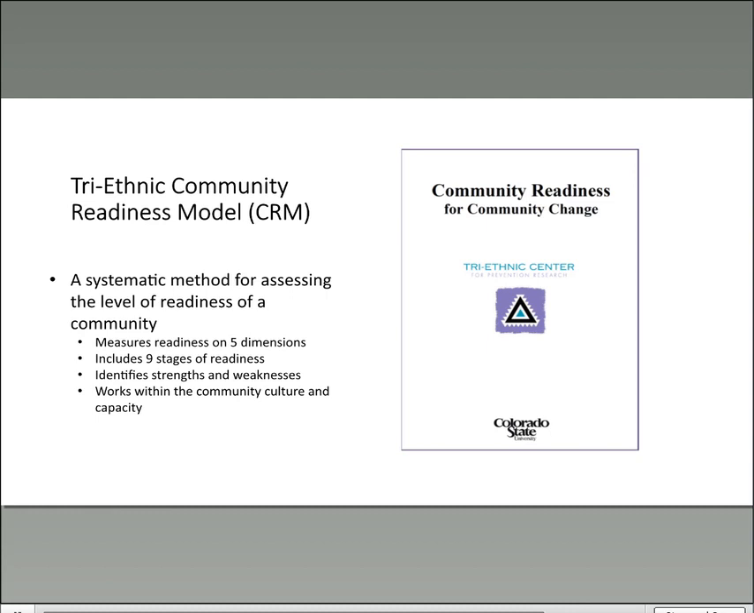The Triethnic Community Readiness Model is a systematic method for assessing the level of readiness of a community. As we talked about in previous segments, the model measures readiness on 5 dimensions. It's going to include 9 stages of readiness. It is going to help you identify strengths and weaknesses in your community related to readiness, and it's going to work within your community culture and capacity.